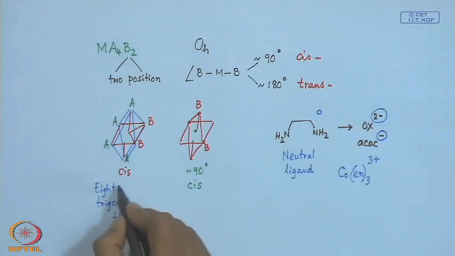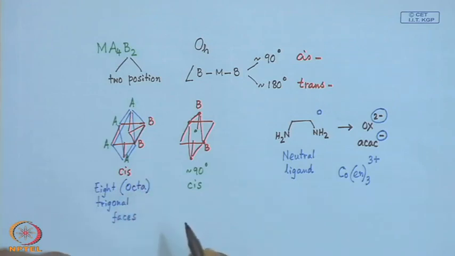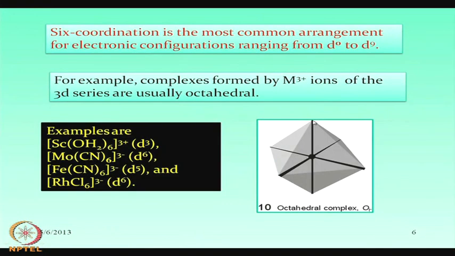So, these 8 trigonal faces give rise to the name octa. That is why we have octahedral, that means 8 faces. This is the typical structure of an octahedral complex. This is one particular trigonal plane, this is the second trigonal plane, this is the third one, and the fourth one is not visible, which is above this square plane.